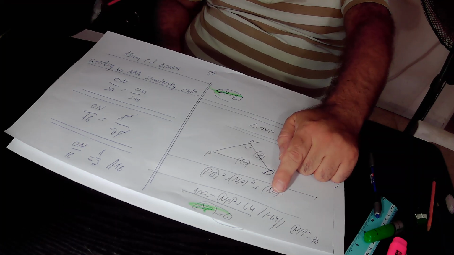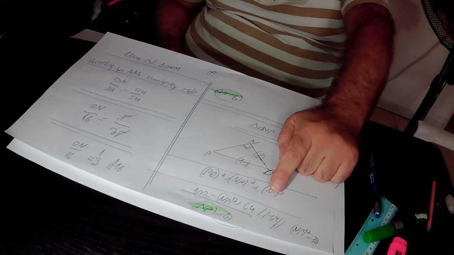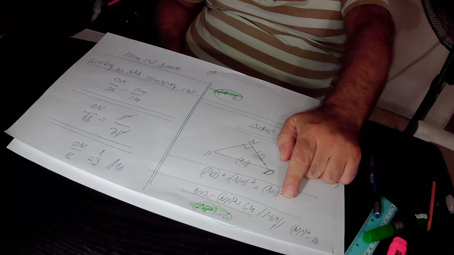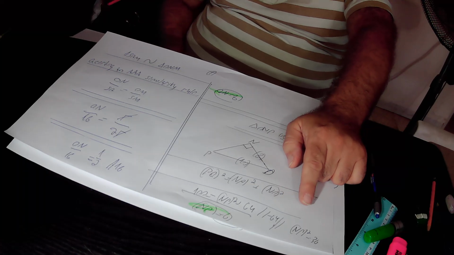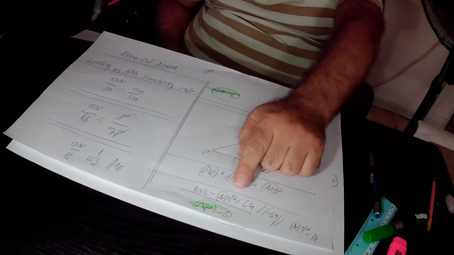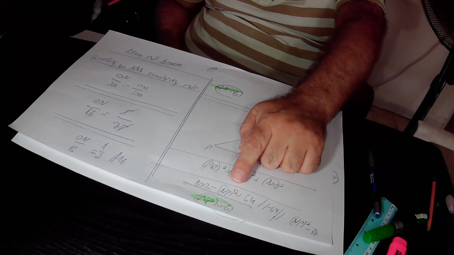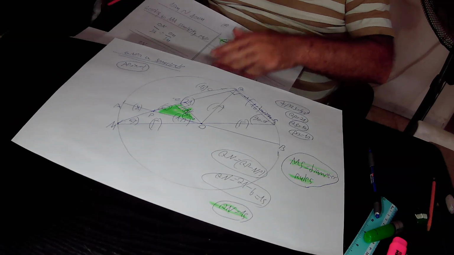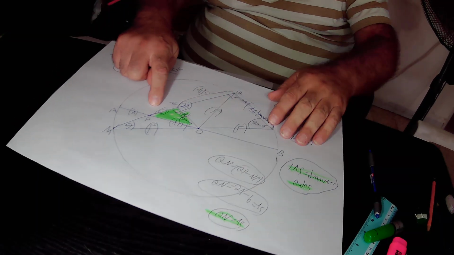Here, subtracting 64 from this equation, we found that NP squared equals 100 minus 64, that is 36. So NP squared equals 36. Here we took the square root of this equation and found that NP equals the square root of 36, that is 6. So the missing side NP is 6 units in length.